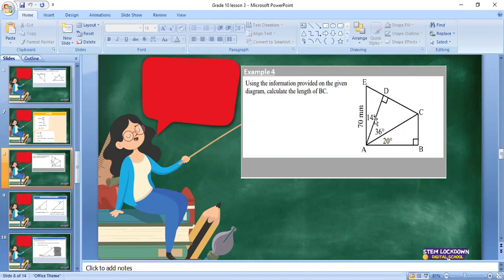So once we get length AD, we can use AD to find what? AC. Once we have AC, we can use the answer for AC to find BC. You understand? So just go in steps in that order. So again, you start from the triangle with more information, which is this first one.